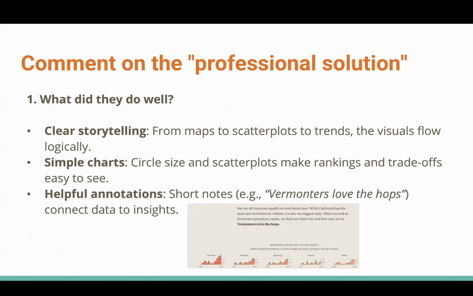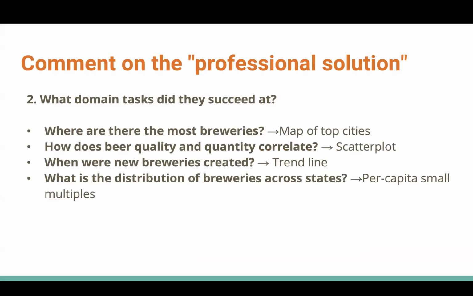Then we looked at a professional solution, and they did several things really well. Their story flowed smoothly: first maps, then scatter plots, and then timelines. Their charts were clean and easy to read. For example, circle sizes on the map made rankings obvious, and the scatter plot showed the trade-off between quality and quantity. They also added short annotations like "Vermonters loved the hops," which made the data feel more engaging and memorable. They also covered a lot of the key domain tasks.